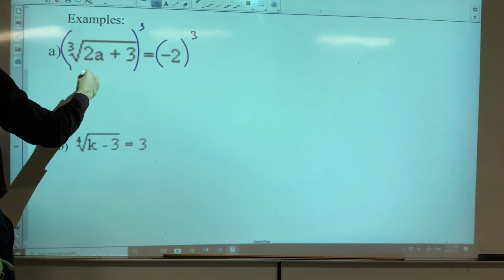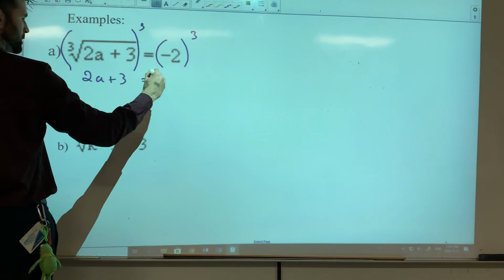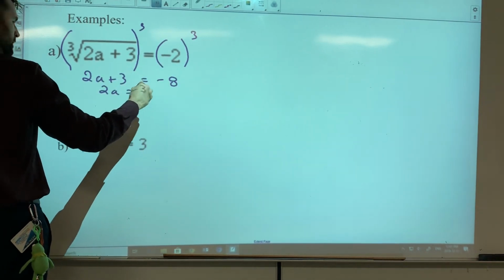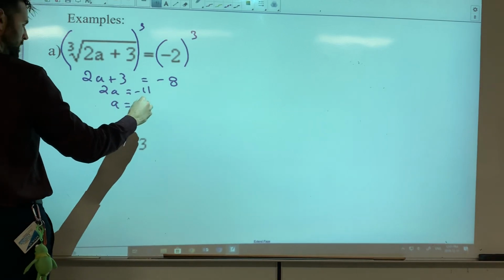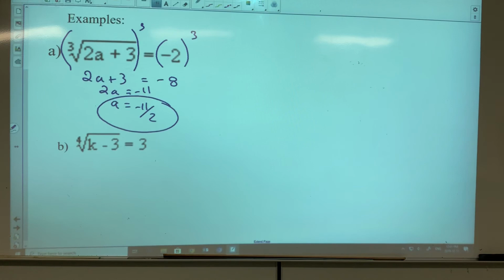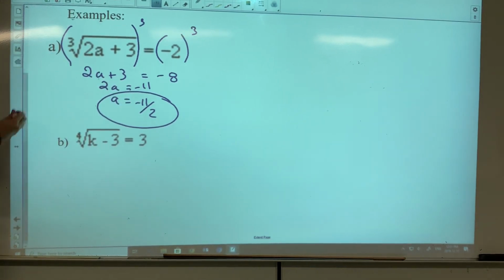So then you would get 2a plus 3 equals negative 8. Subtract 3 from both sides. You get negative 11. You get a equals that. You should verify, but we're really short on time. But generally, cubic roots can have negative answers, so you're sort of a little less worried about extraneous roots with odd indexes, but with an even index, you're always worried, so we should verify b.